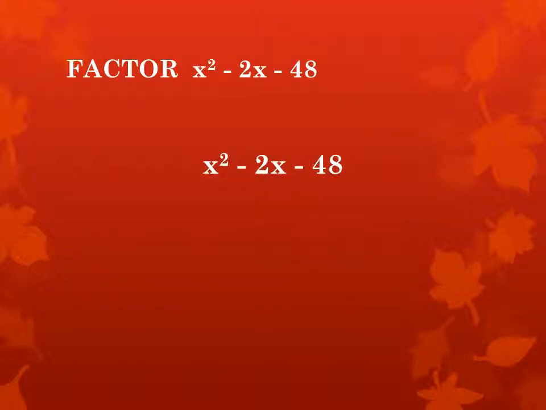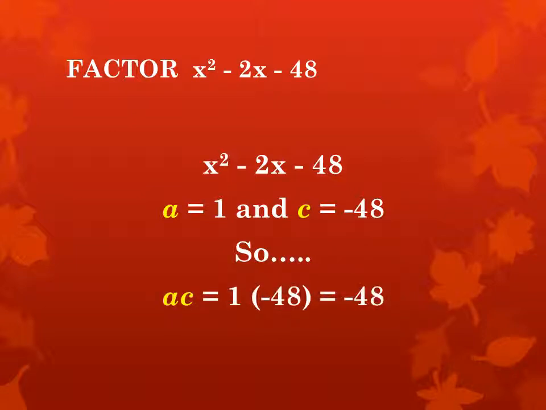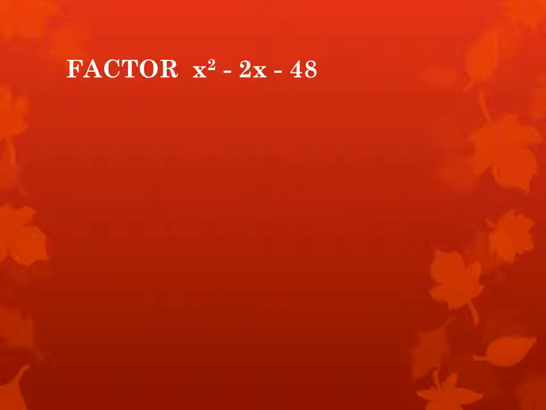Let's take a look at our first example. Factor x squared minus 2x minus 48. The coefficient of a is 1, and the coefficient of c is negative 48. We want to multiply a and c, or 1 and negative 48, to get negative 48. Our third step is to list the factors of negative 48.